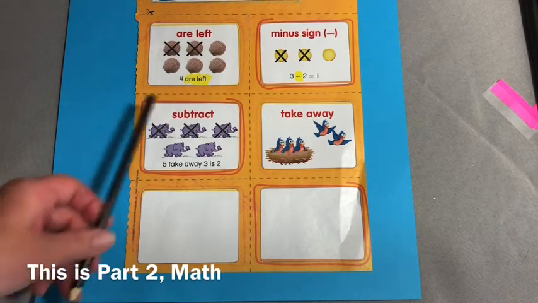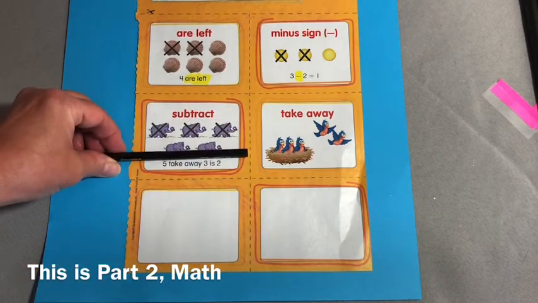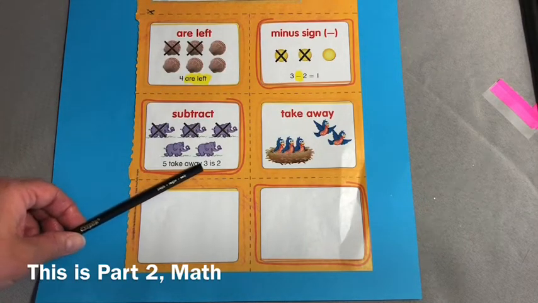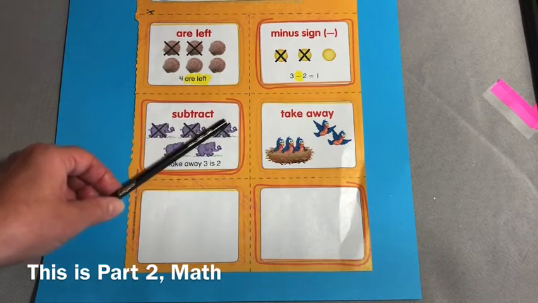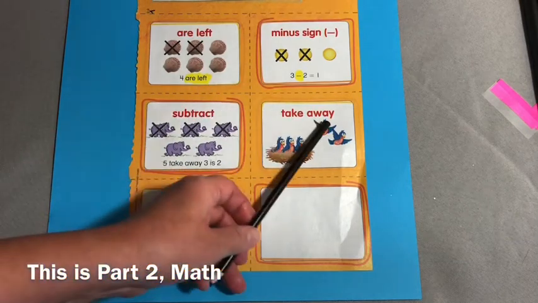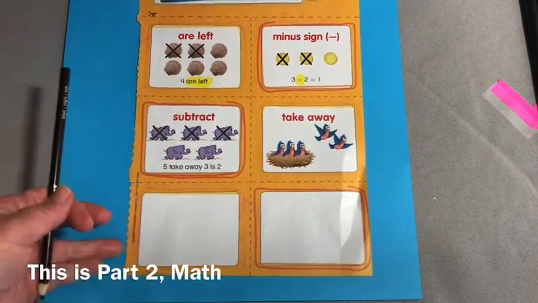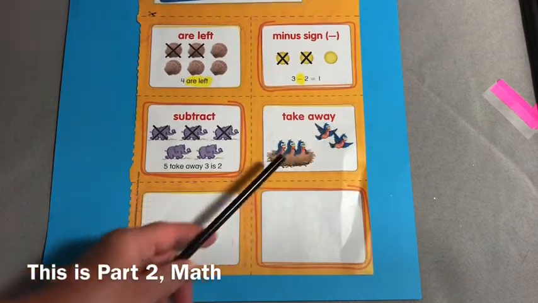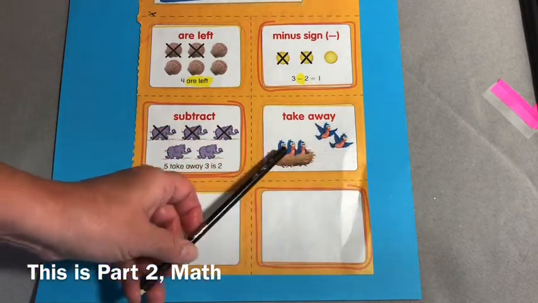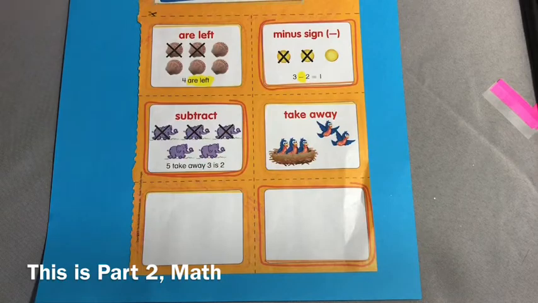So we have, how many elephants did we start with? 1, 2, 3, 4, 5. We have to count all of them for the beginning of our subtraction equation. 5, take away 3, because we put x's on 3 of our elephants, is 2. 2 are left. And finally, the take away. Well, we have to count all of these birds first. That's how many we started with. 1, 2, 3, 4, 5. We had 5 birds. 2 of them flew away, and we have 3 birds left in the nest. So sometimes the picture is going to look like this. It might be a little bit tricky.